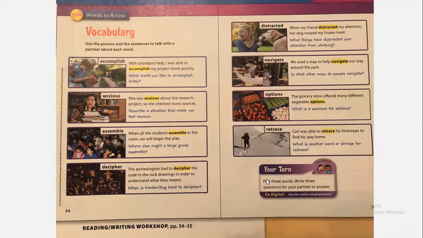Zain? When all the students assemble in the room, we will begin the play. What does assemble mean? When all the students like join each other, and they make... when they come together. Okay, so when people assemble, this means they come together.